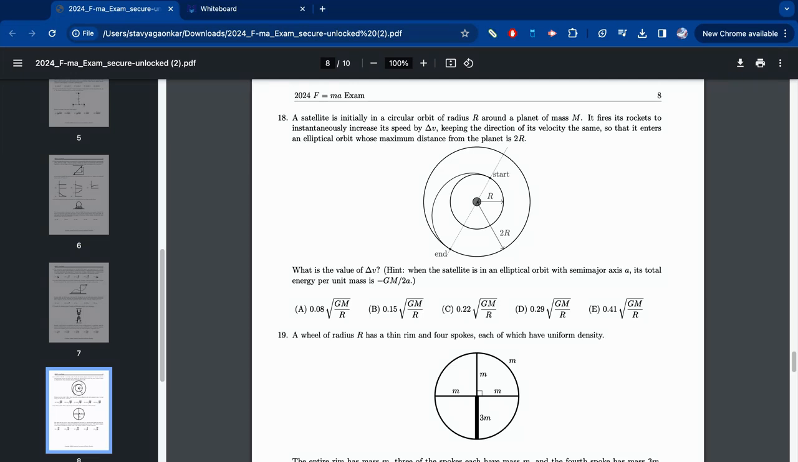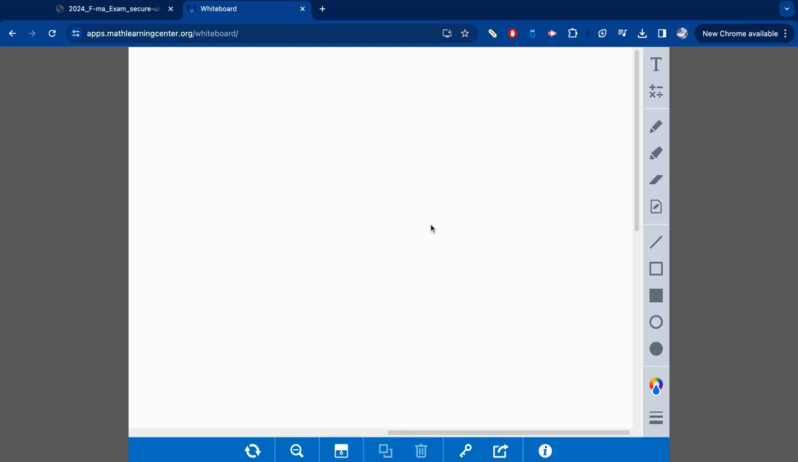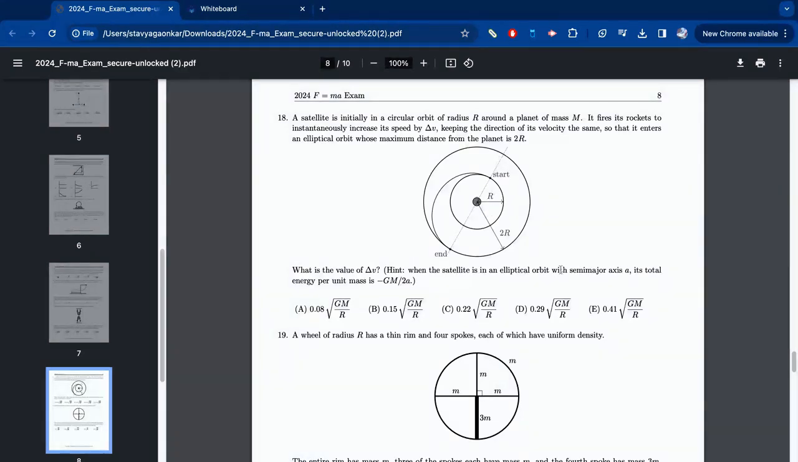Okay. So basically what it's asking is you have it initially in a circular orbit and then it just increases its speed so that it enters a new, bigger orbit, an elliptical orbit that goes like this. And you want to find what the increase in speed has to be. They also give us a really big hint here that we have to use energy.